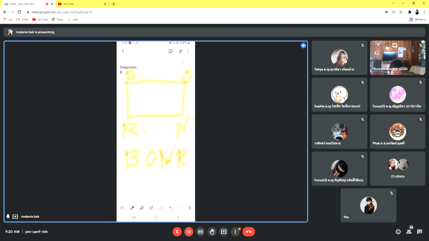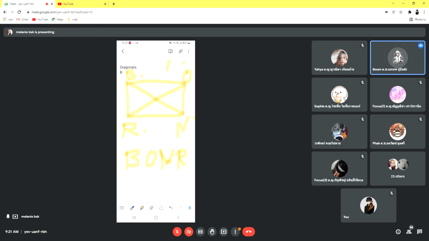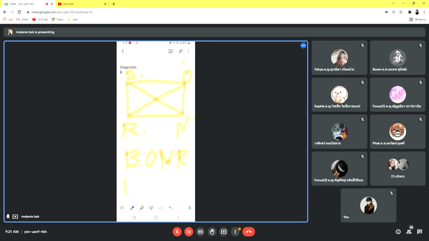Okay. So what is the quadrilateral of this rectangle? So we're going to have point B and N, point O, R. Anybody? BNOR. Very good. BNOR.